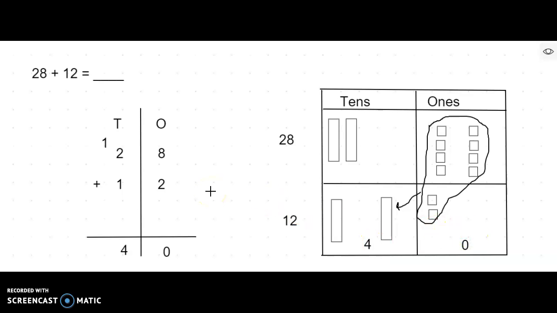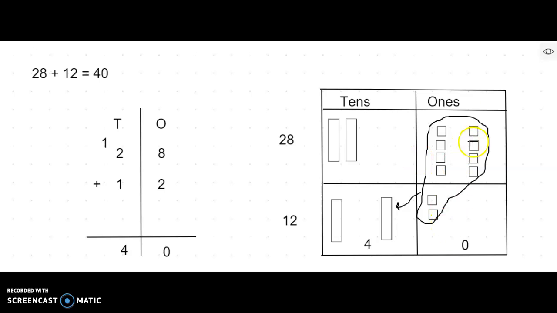What is 4 10s and 0 ones? It's 40. Yeah, 4 10s and no ones is just 40, which means that 28 plus 12 is just 40. I don't have any ones. And it's crazy, right? Because you see all these ones over here, but I made them into that new 10, and now I just have no ones left. So 28 plus 12 equals 40.